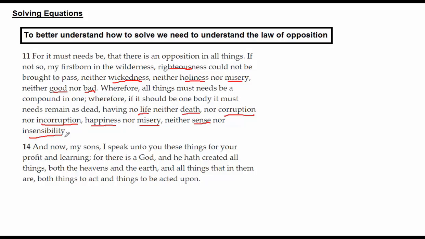Now that's important. In verse 14, it explains why. And now, my sons, I speak unto you these things for your profit and learning. If we understand how opposition works, we should be able to profit from it and learn from it. For there is a God, and he hath created all things, both the heavens and the earth, and all things that are in them, both things to act and things to be acted upon. So today we're going to use the law of opposition to solve equations, to act upon these equations, to find the desired result that we're looking for, the answer of the equation. So let's get started.